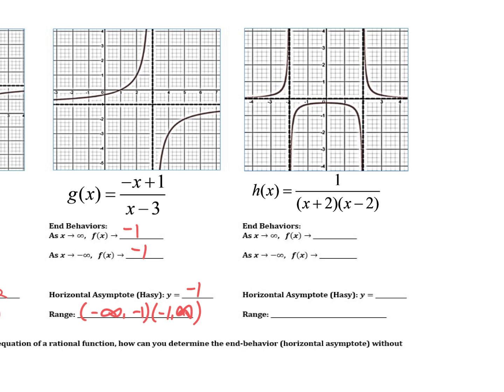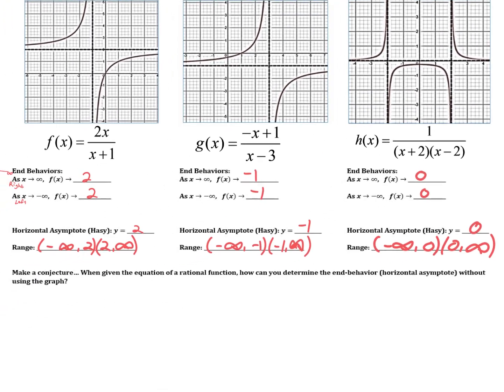Let's take a look at that third graph that we saw before. As we go forever out to the right, it's getting closer and closer to the x-axis. Same thing forever to the left. So we are approaching a y value of 0 because there's an asymptote at y equals 0. The range for this would be negative infinity to 0 and then 0 to infinity, if we were to read that bottom to top. So now let's look for patterns here.